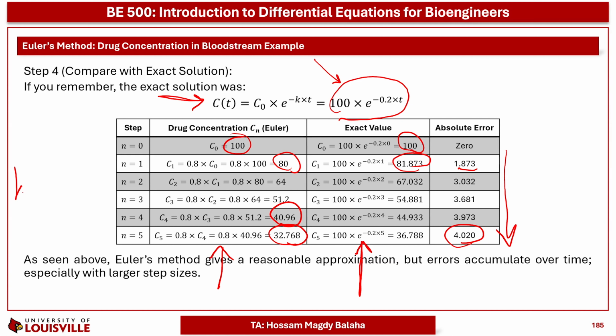And here we are using h equals 1. If you repeated this example with h equals 0.5 or 0.1, then the error will be reduced. But the number of steps or iterations will increase. So we are going to increase the computational cost, but instead we will reduce the absolute error.